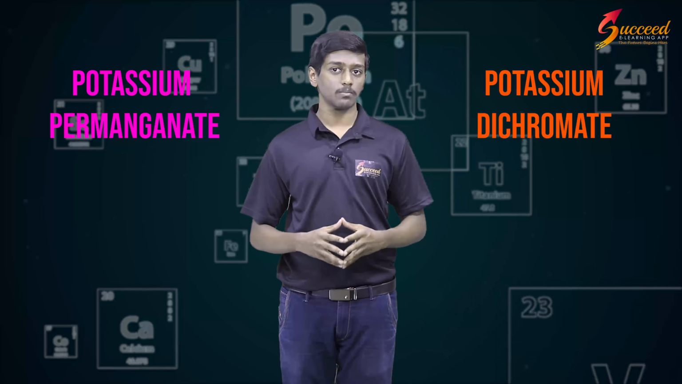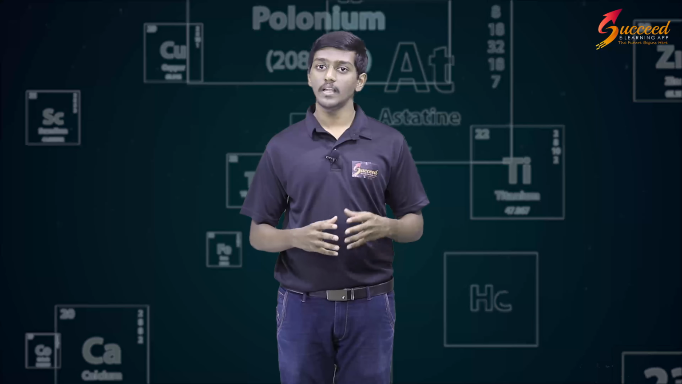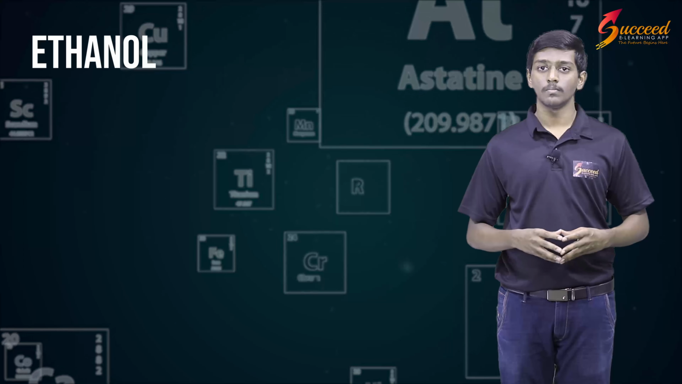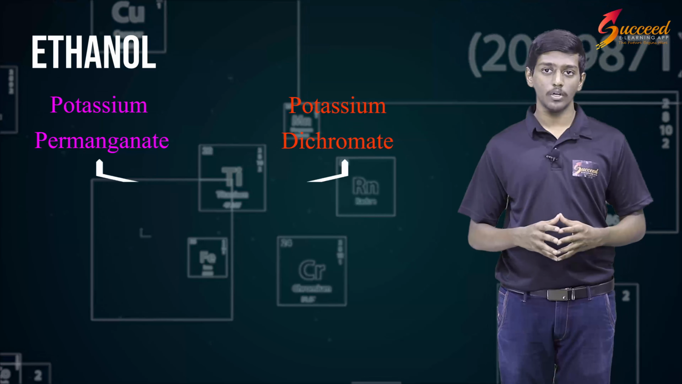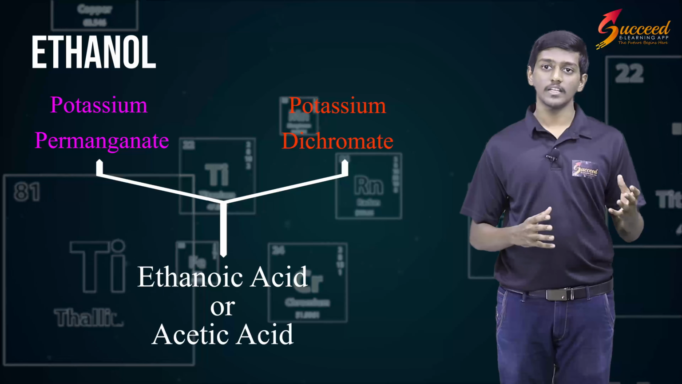Alcohols in presence of oxidizing agents like potassium permanganate and potassium dichromate produce carboxylic acids. Let us take an example. Ethanol in presence of potassium permanganate or potassium dichromate produces ethanoic acid or acetic acid.